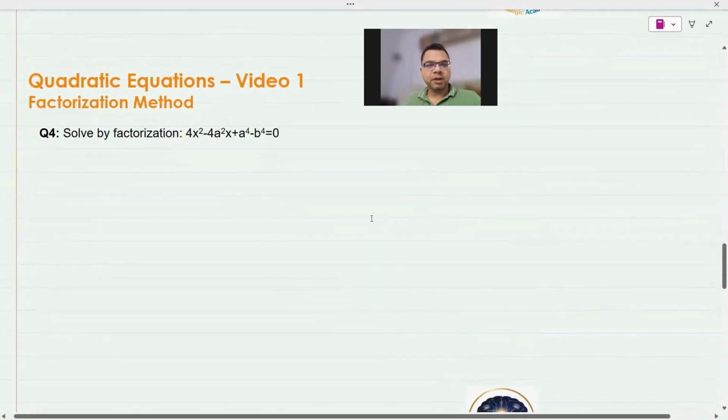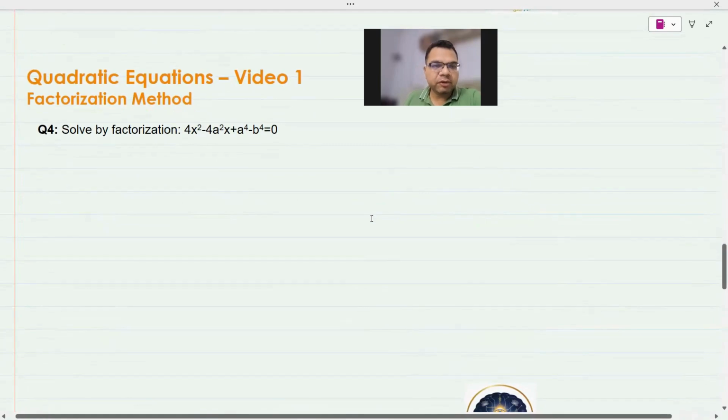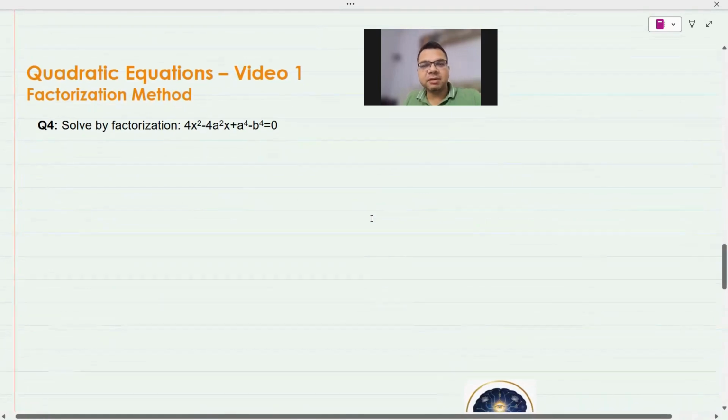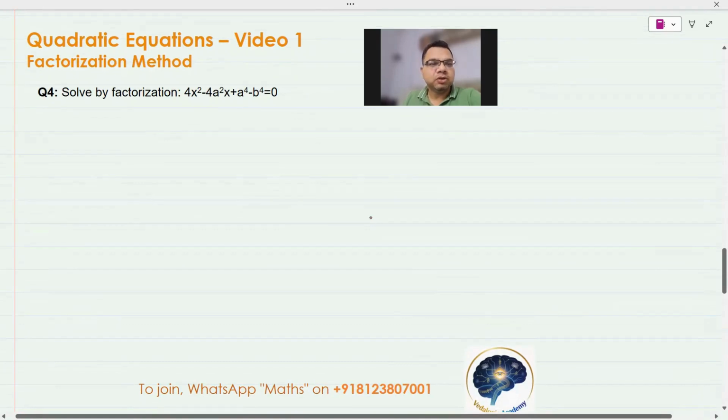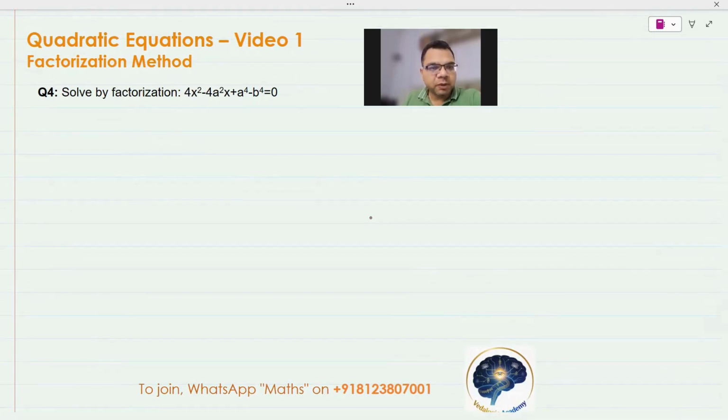Okay. So again, we have a question where we have to solve it by factorization method, right? So the equation is 4x square minus 4a square x plus a to power 4 minus b to power 4 equals 0. So we have to solve it.